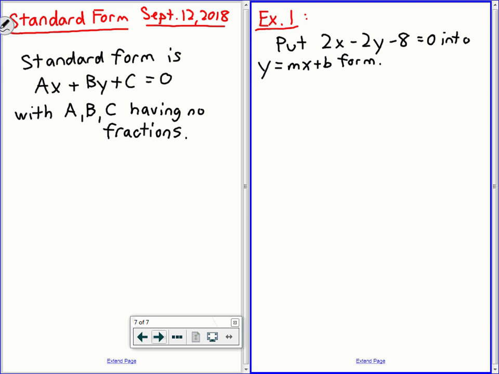You can graph in this form too, but you have to think a little bit more. So what we're going to do is something called isolating variables. I'll give you a second to write this down because this is something I need you to be awake for.